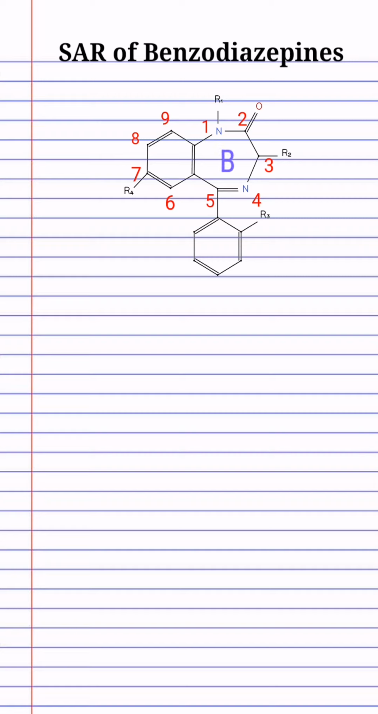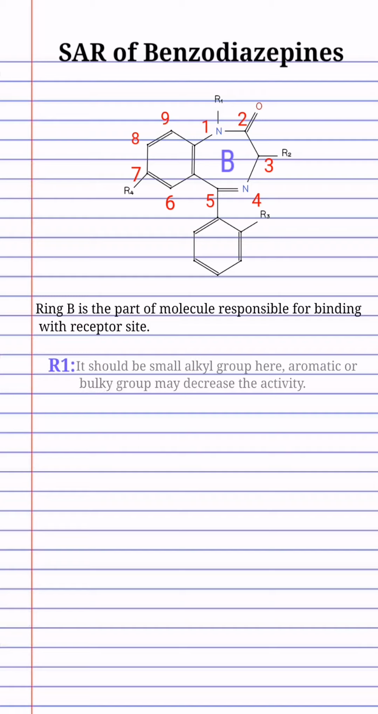Let's start with the ring B first. Ring B is the position in the molecule from where the molecule binds to the receptor, and it is responsible for initiating the activity of the compound. Here we have R1 at the first position, which should be small, like a small alkyl group, for example, a methyl group. An aromatic group or any bulky group is not allowed. It may decrease the activity.